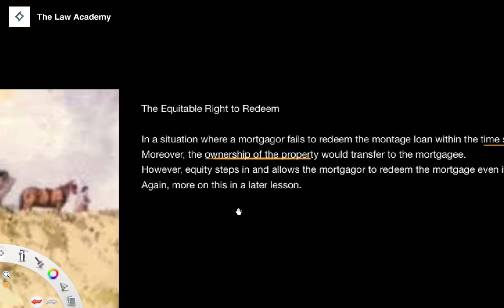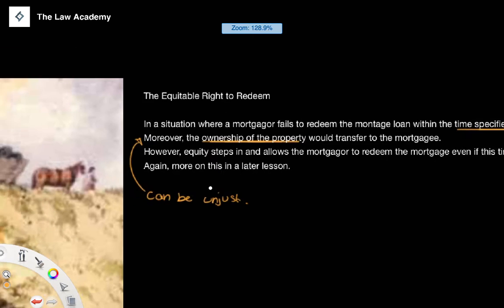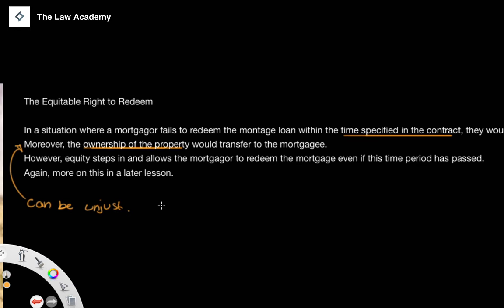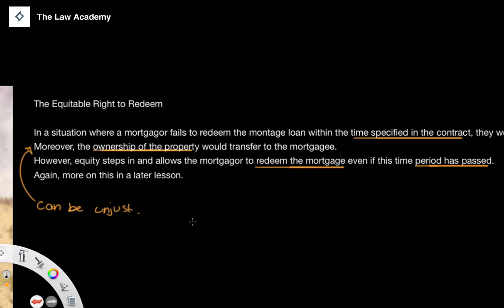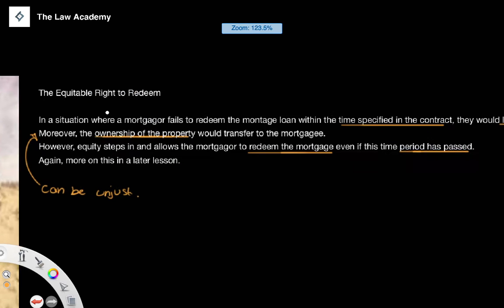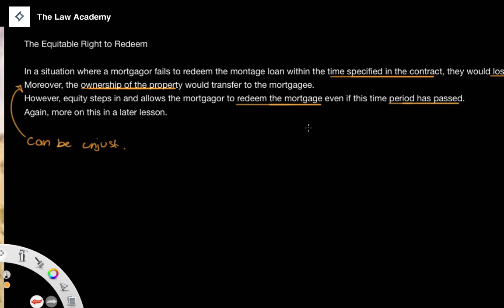However, sensing that this can be unjust, equity would step in and allow a mortgagor to redeem the mortgage even if this time period has passed. And again, when we look at mortgages, we will examine this in a lot more detail. These are just preliminary examples of how equity can intervene within land law to provide more equitable and just solutions to common law deficiencies.